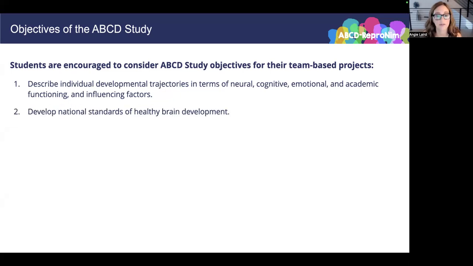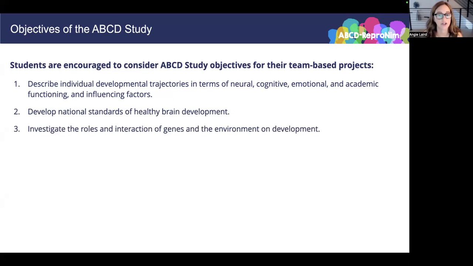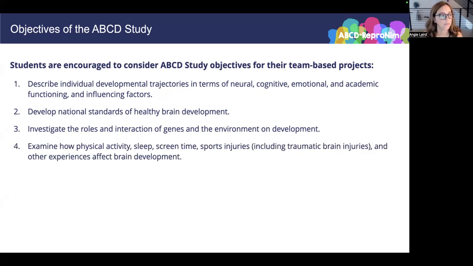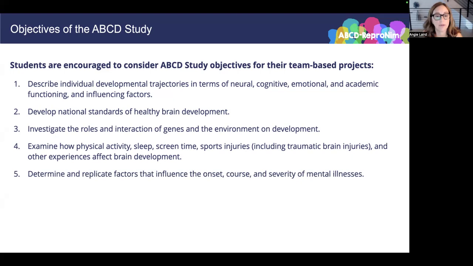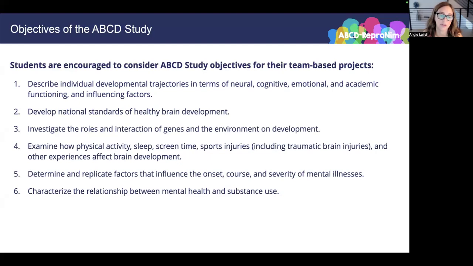The second goal is to develop national standards of healthy brain development. Third, ABCD seeks to investigate the roles and interactions of genes in the environment on development. Fourth, to examine how physical activity, sleep, screen time, sports injuries, including traumatic brain injuries, and other experiences affect development. Fifth, to determine and replicate factors that influence the onset, course, and severity of mental illnesses. Sixth, to characterize the relations between mental health and substance use.